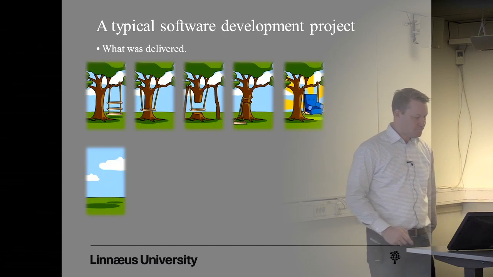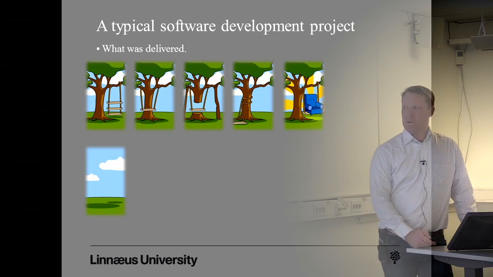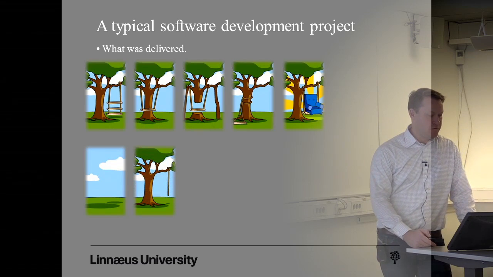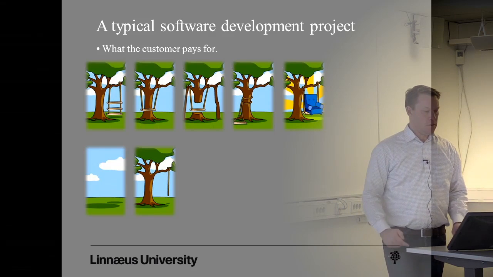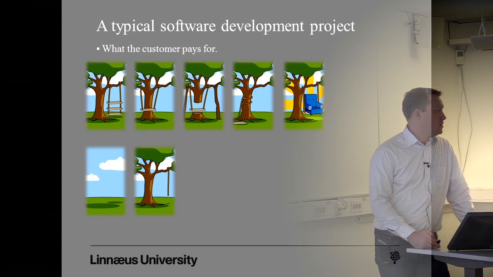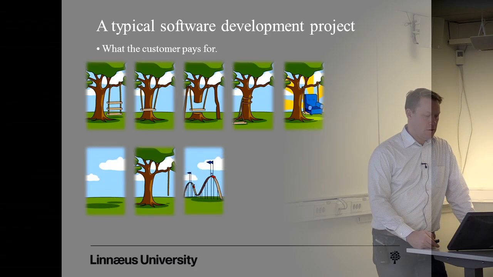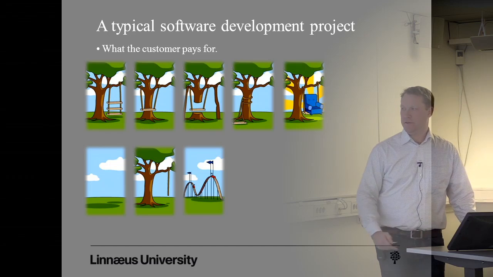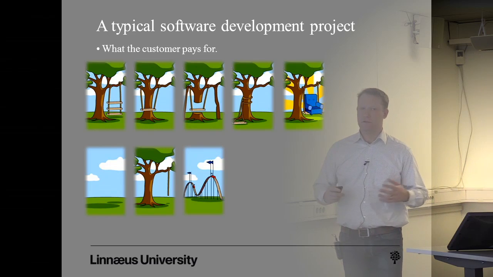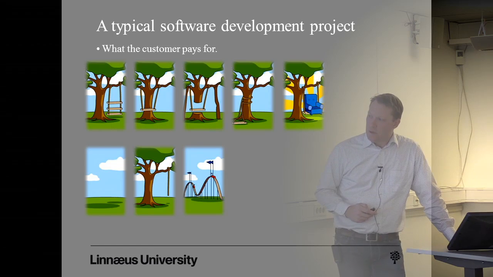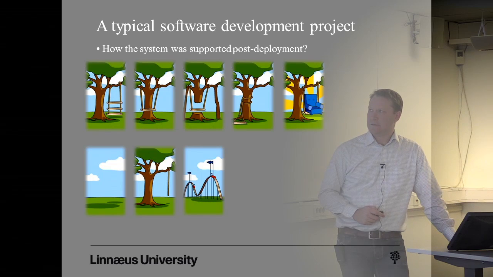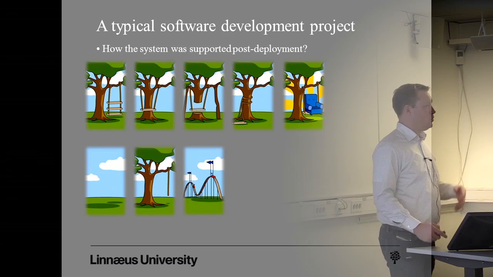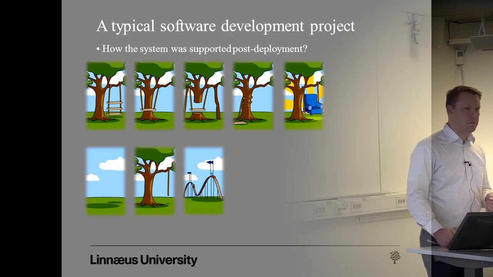However, we deliver something to our customers, and they get this. But then they have to pay. And what do they pay for? This. A roller coaster with the ultimate entertainment for your own garden, of course. But then we have received the payment from our customers.